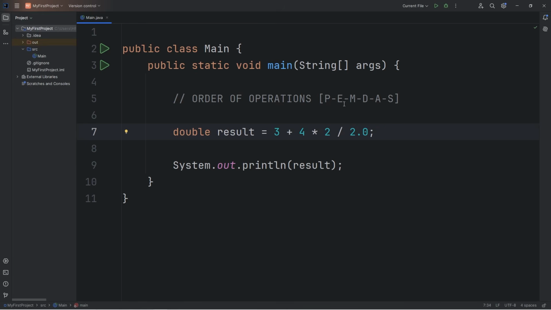There's no more parentheses. Then we check any exponents. There are no exponents. Multiplication. Well, we have multiplication right here. We would solve that next. 4 times 2 is 8. There's no more multiplication. Then we have division. We have 8 divided by 2, which gives us 4. Then any addition. 3 plus 4 is 7. And that was our original result. And then you would do any subtraction last. So that is the order of operations when it comes to arithmetic operators.